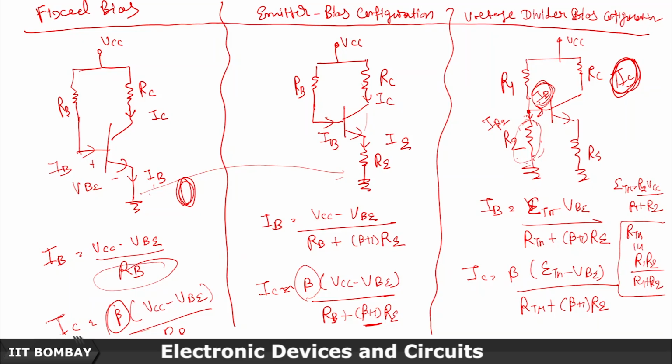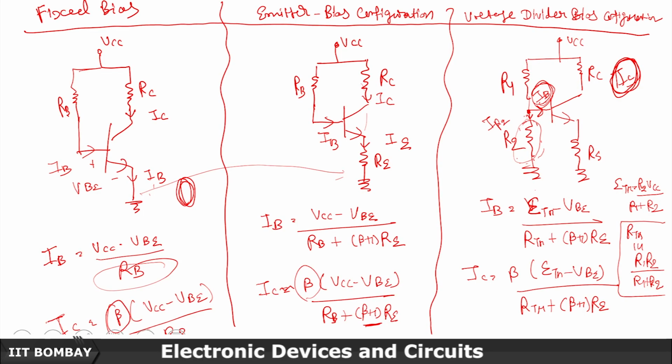So now we will move to the next configuration, which is collector feedback configuration, similar to this voltage bias configuration where we have this mechanism to distribute the current and control the IB. Similarly, in collector feedback configuration, we do have some sort of arrangement. We'll see what that is. So it is collector feedback. This is a bit different from whatever we have discussed so far.